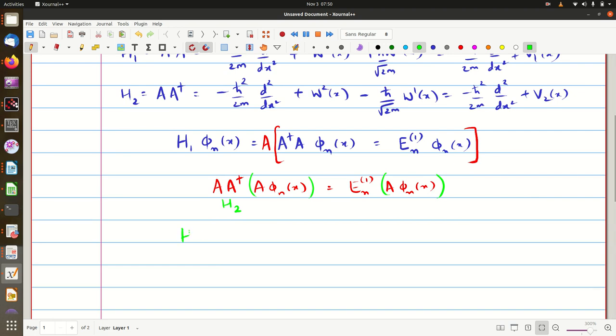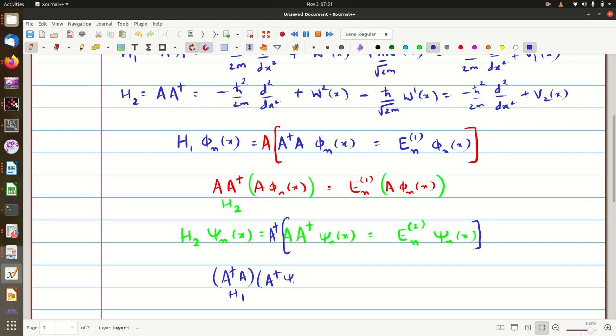Similarly, we can start with H2 acting on some psi n of x, that is H2 is basically A A dagger acting on psi n of x, equal to the nth energy eigenvalue of H2. To make sure that it is the energy eigenvalue of H2, we put a 2 on top, acting on psi n of x. Similarly, one can act with A dagger on this whole equation from the left and then club together A dagger A, which will give you H1 acting on A dagger psi n of x, which is some other wave function, equal to the same energy eigenvalue E n 2 times A dagger acting on psi n of x. So this is how we can show that both H1 and H2 are isospectral.